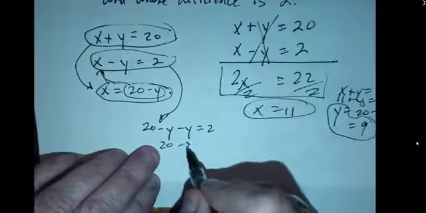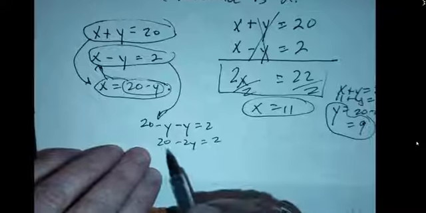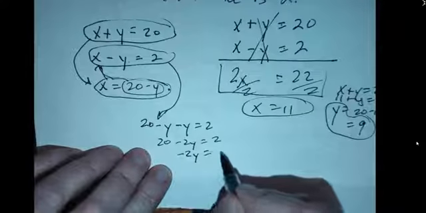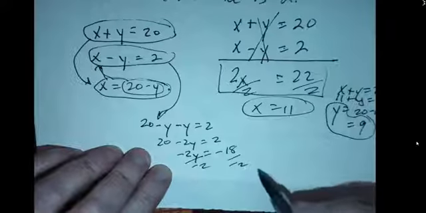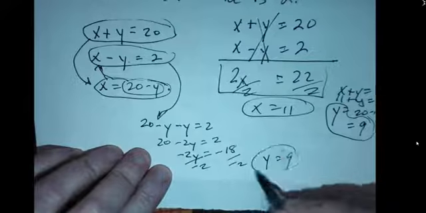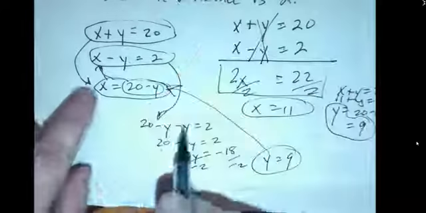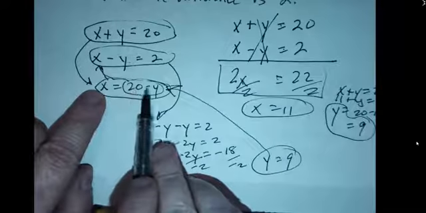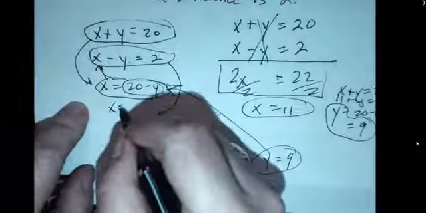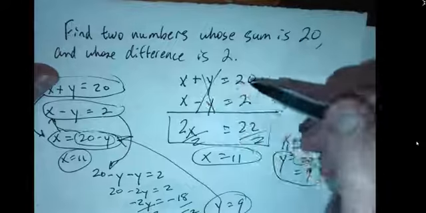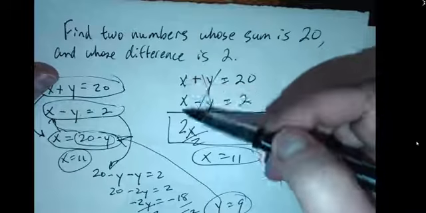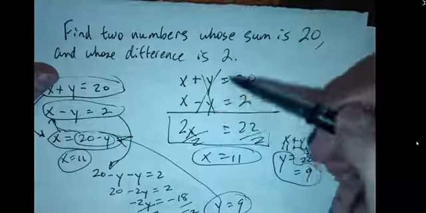So I have 20 minus 2Y equals 2. I can subtract 20 from both sides. So I get that. And then divide both sides by negative 2, and I get Y is equal to positive 9. And then come back to this formula, and X is equal to 20 minus 9, X is equal to 11. So that was another way I could do it. So either substitution or elimination. If you're going to use elimination, make sure your two equations are stacked, where you have your variables on top of each other, the equal sign, and then the numbers.